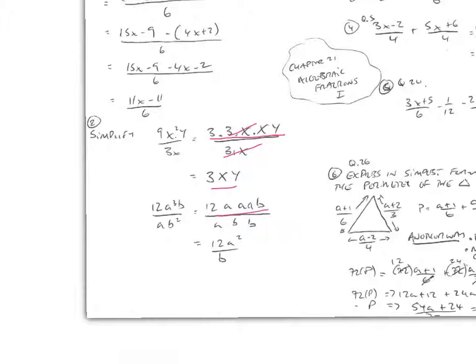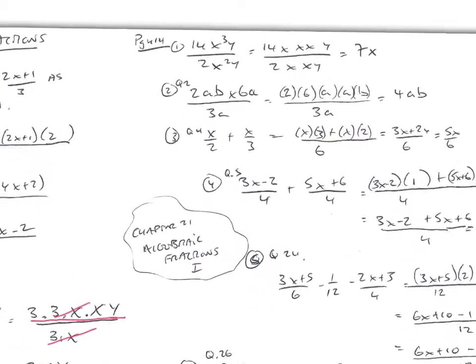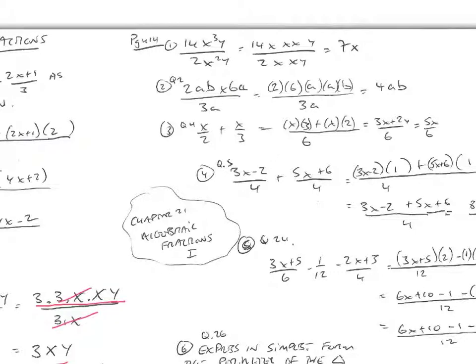12a squared b is 12aab, or a cubed b, sorry, and ab squared is a by b, so the b will cancel, and one of the a's will cancel. We have 12a squared over b. Okay. And from page 414, I think, I'll check. Yep, page 414, 14x cubed y over 12x squared y. Just write out the terms as you should and see them, and cancel the common ones, okay, with 7x. Okay, so they're kind of self-explanatory, those ones.